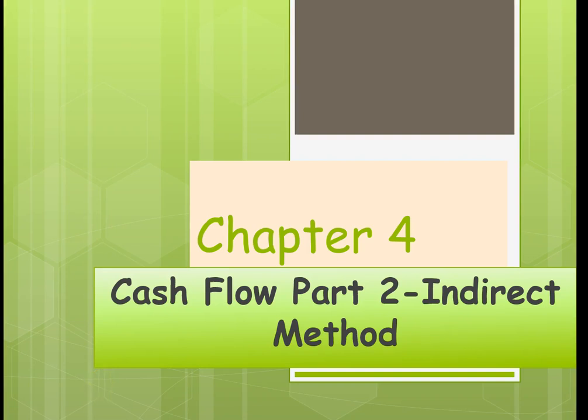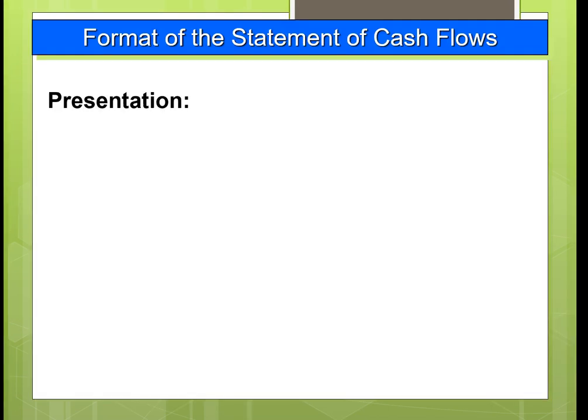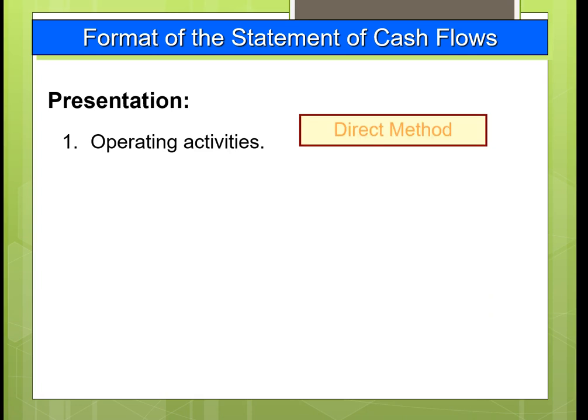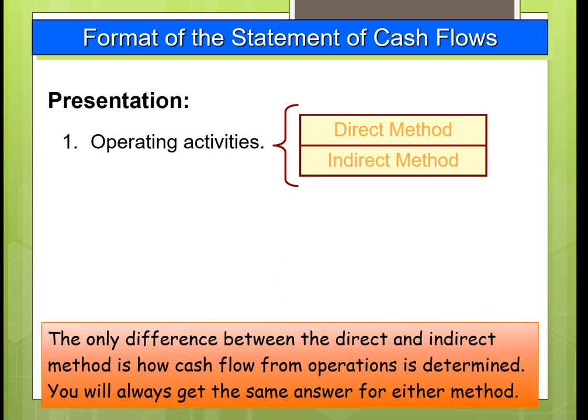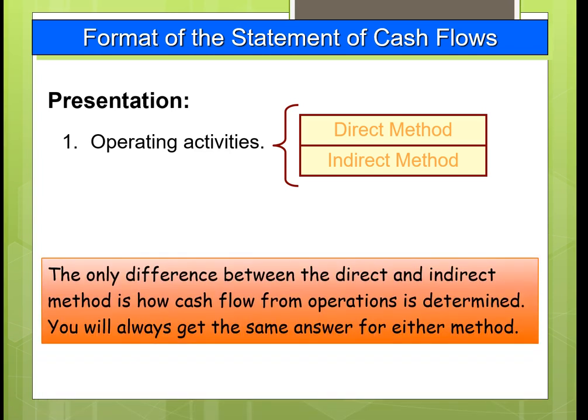Chapter 4, Part 2, Cash Flow using the Indirect method, which just so happens to be my favorite method. Okay, again, format of the statement of cash flow. For operating activities, you have the choice between using the direct method, which I cover in a different part, and the indirect method for this section of the cash flow statement, which is what I'm covering now. You always get the same results.